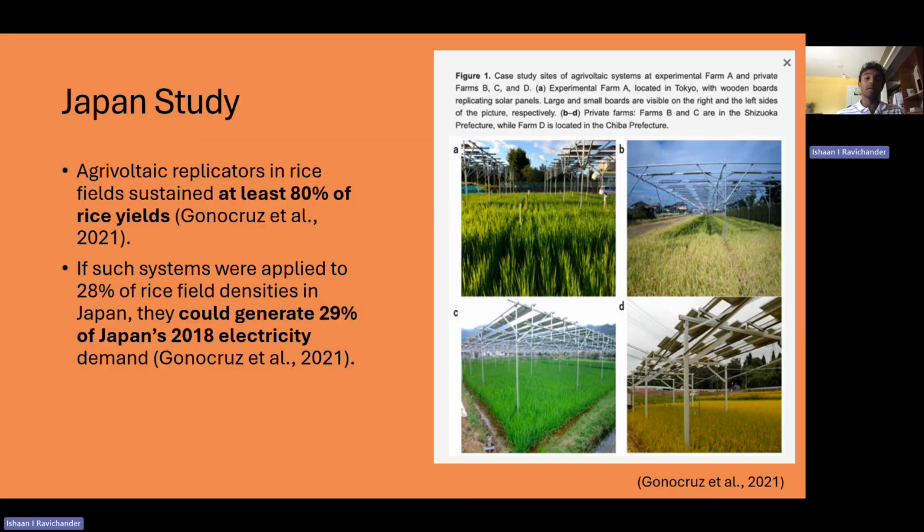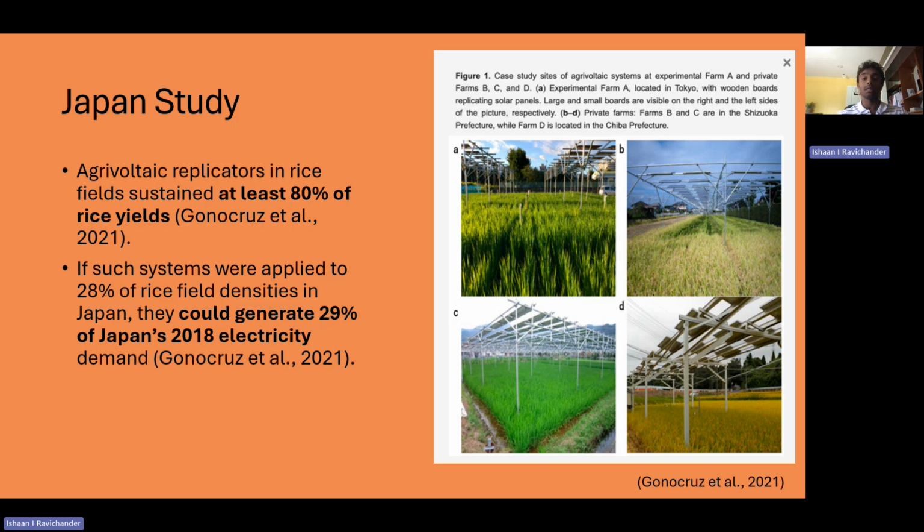So firstly, I found a Japan study which used dummy solar panel systems with wooden boards as a mimic for an agricultural system to see how elevated agrivoltaics might impact rice paddy production. You can see the dummy systems they used in the picture on the right. So agrivoltaics can have impacts on crop yields that otherwise would not occur if the photovoltaics were not installed in the agricultural lands, primarily due to a decrease in light availability. This particular study in Japan found that agrivoltaics installed in rice field sustained at least 80% of rice yields.